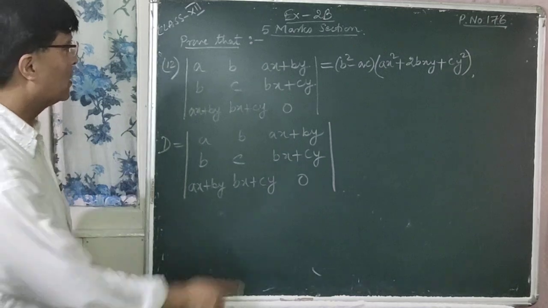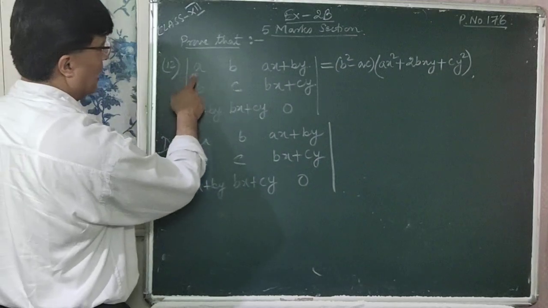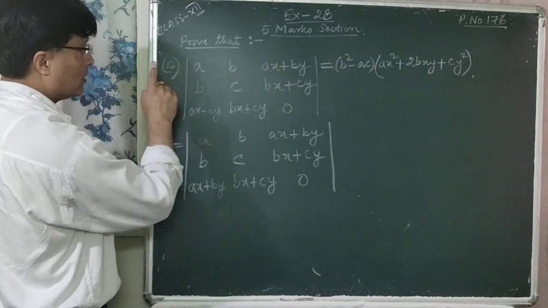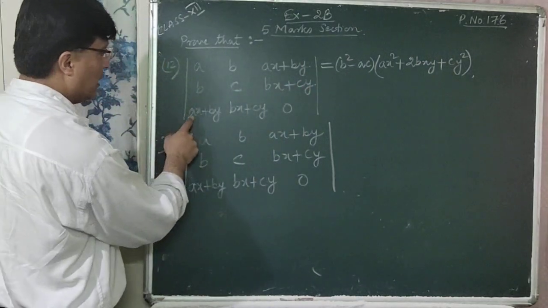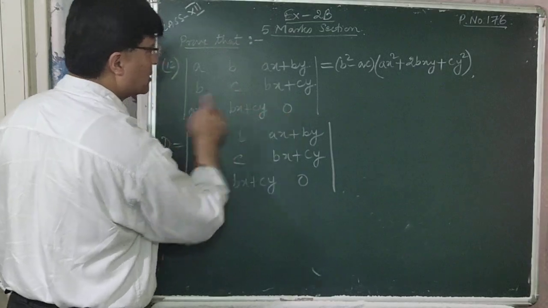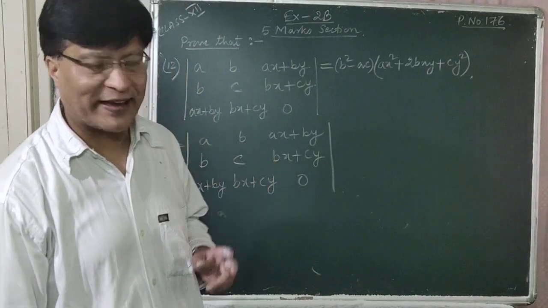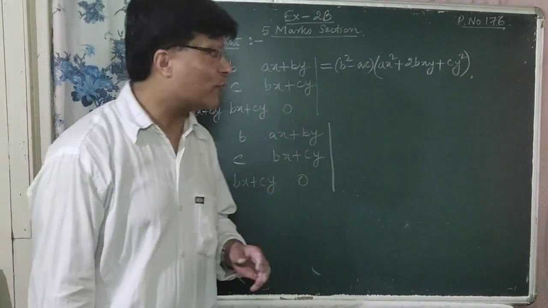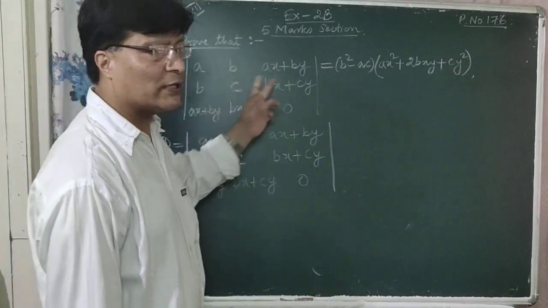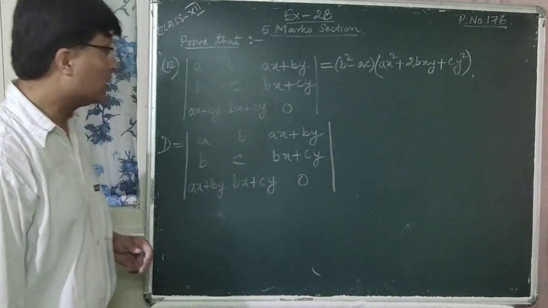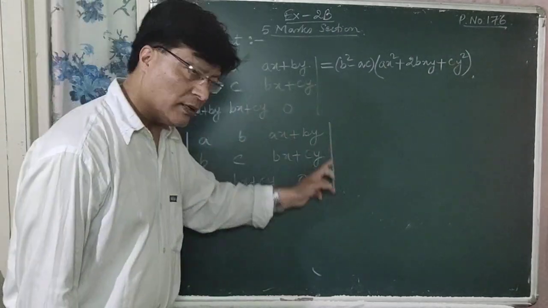Prove that this LHS is equal to RHS. Here the determinant given is: first row A, B, AX plus BY. Second row B, C, BX plus CY. Third row AX plus BY, BX plus CY, and 0. You have to prove that B square minus AC is one of the factors, and AX square plus 2BXY plus CY square is the second factor. That means you have to resolve it into 2 factors. Okay? So let us write down the left hand side, that is the given determinant.